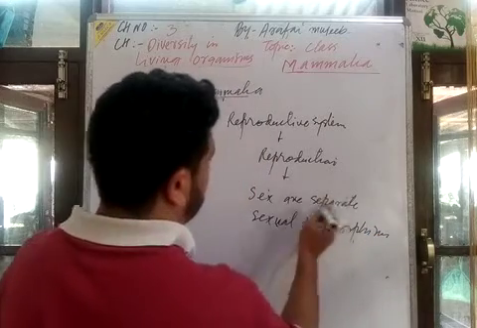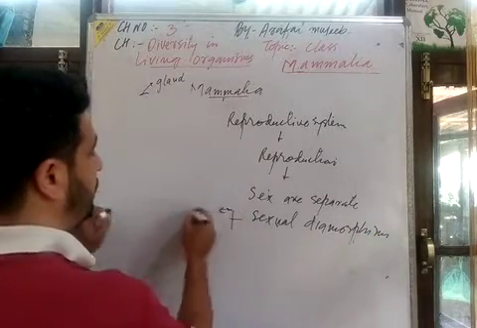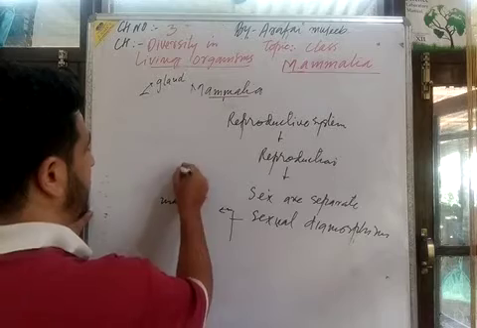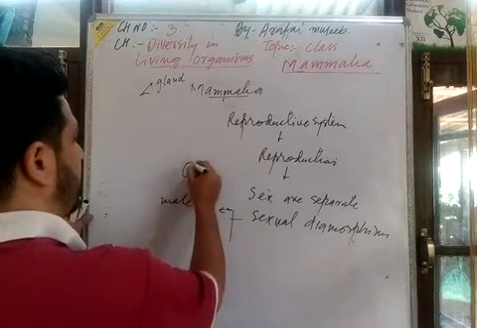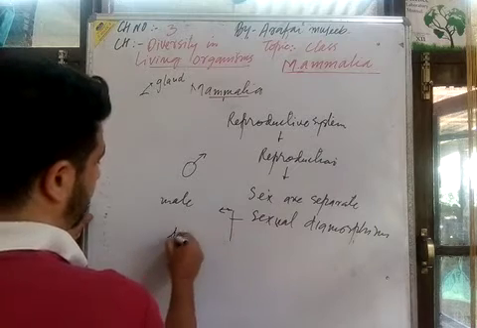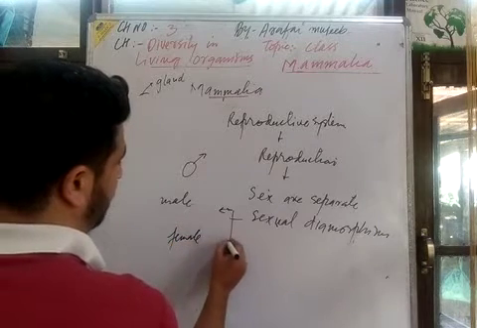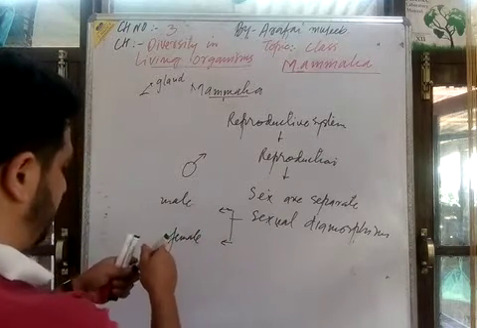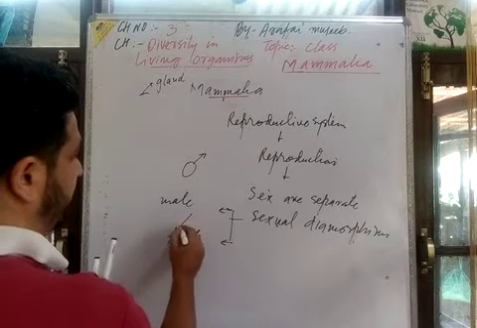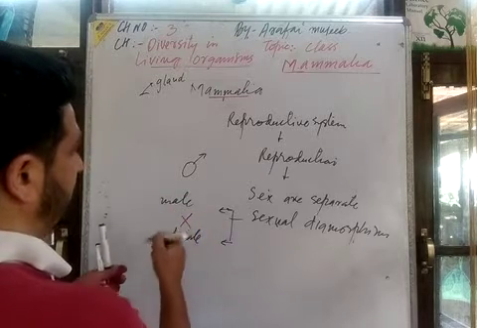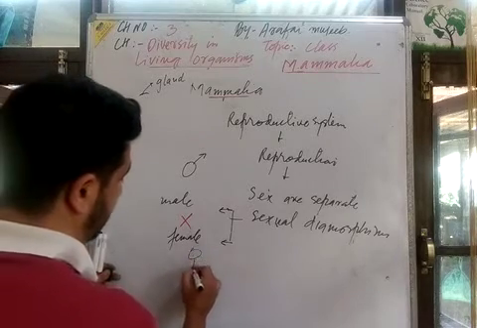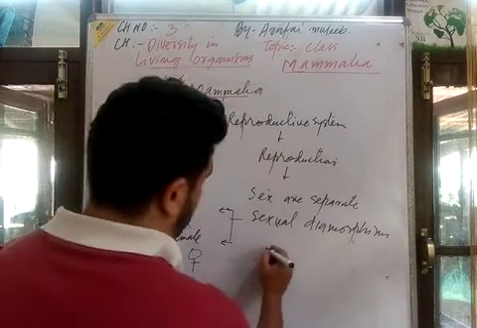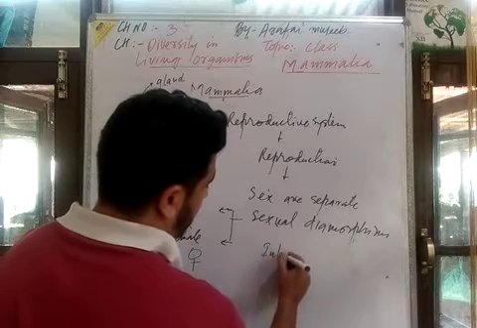That means they have separate sexes. With sexual dimorphism, you find there is a separate male and a separate female, and they come together for mating. Sexually they mate with each other. Then there is the formation of the fertilized egg. The egg is fertilized, and there is internal fertilization.